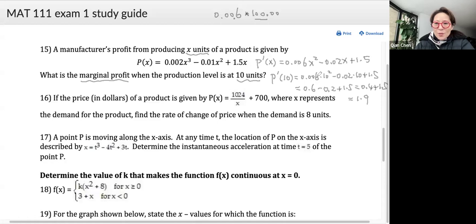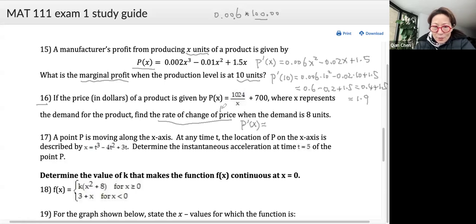The trouble is the decimals, but use your calculator, okay? Let's see 16. If the price in dollars of a product is given by this rational function, x represents the demand for the product. Find the rate of change of price. Again, we want to find P prime of x. So just words: marginal profit, because this is a profit function, means a derivative. Rate of change of price means a derivative.